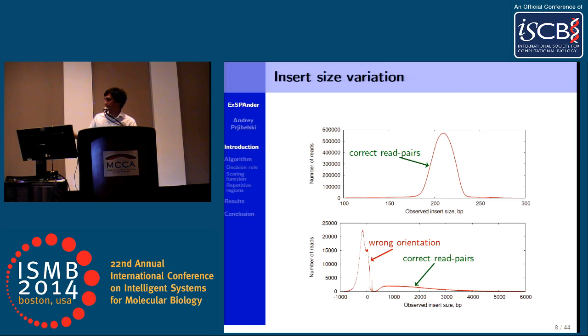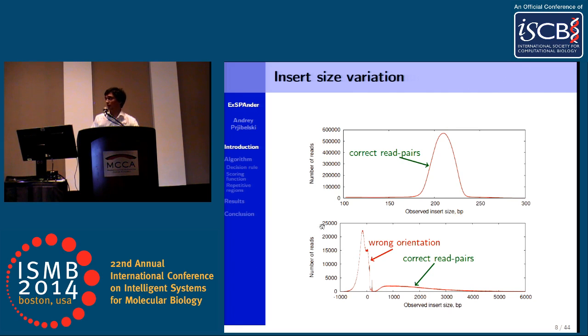If you look here at the distribution for paired-end libraries, we see a pretty nice distribution. Looks similar to a normal one with a rather low deviation. But if we take a look at the insert size distribution for mate pair libraries, they can be pretty nasty. As you see, we have a lot of read pairs with wrong orientation, and only a few correct read pairs. And correct pairs have a pretty high deviation, which complicates the assembly.